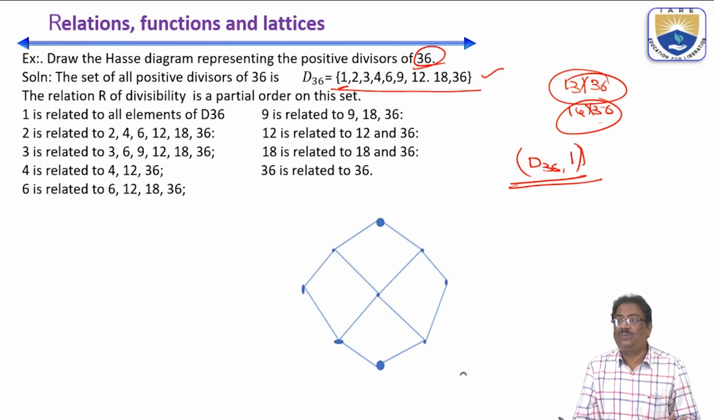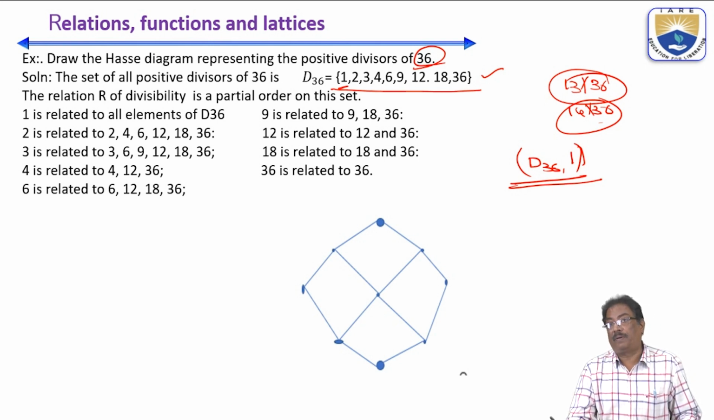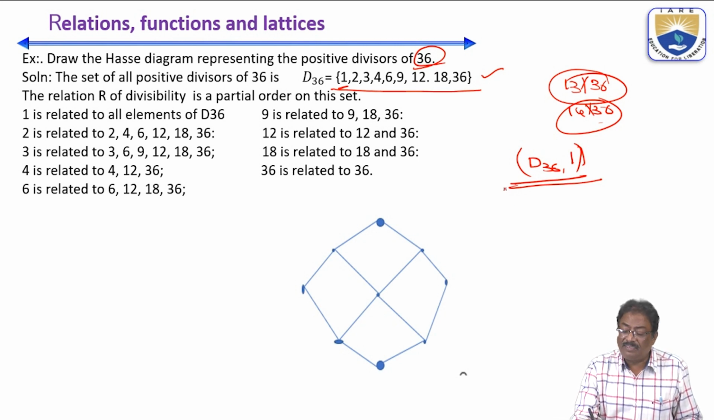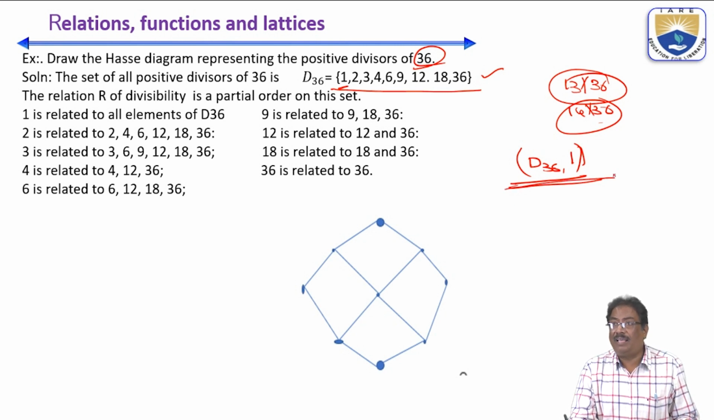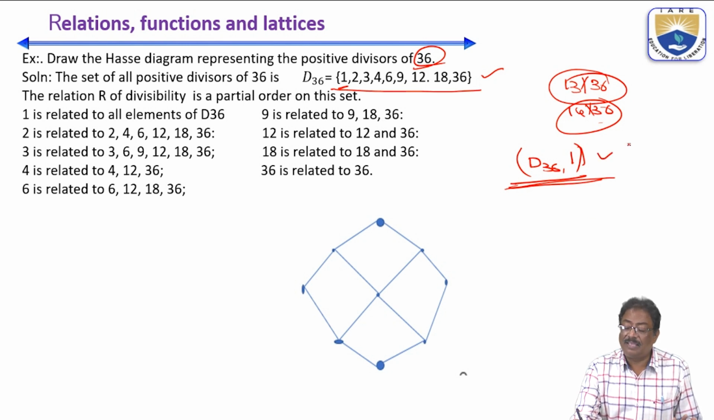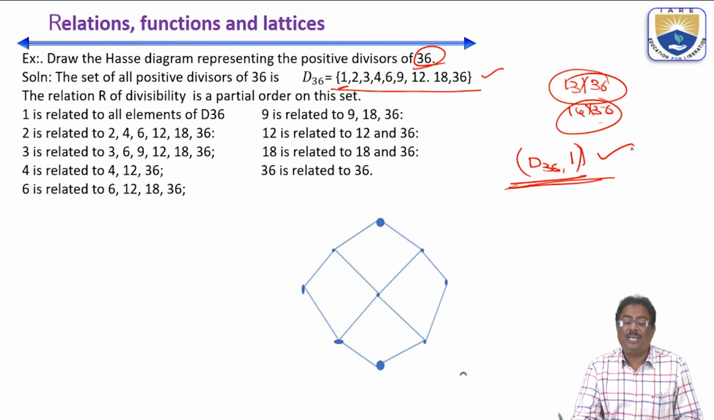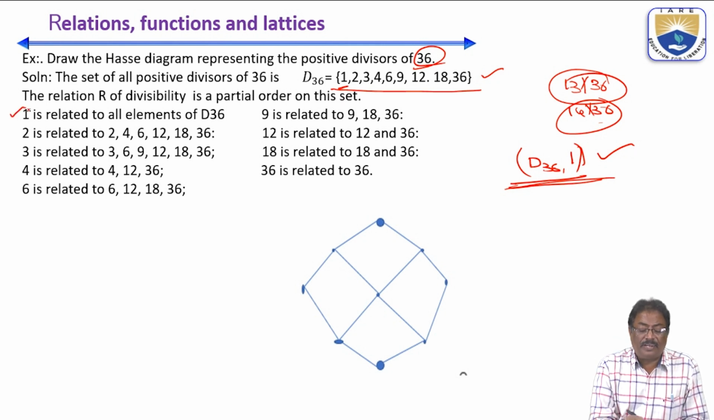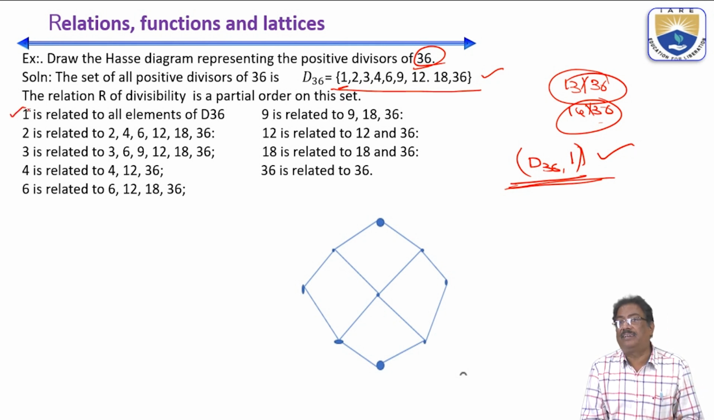So next, transitiveness: A divides B, B divides C, then automatically A divides C. Suppose 2 divides 4 and 4 divides 12, then automatically 2 divides 12. So there is no question of transitiveness failing. Transitiveness is automatically understood in the divisibility property. So we can say that this is reflexive as well as antisymmetric and transitive. So we can say that this is a poset. So here, 1 is related to all the other elements of D36.